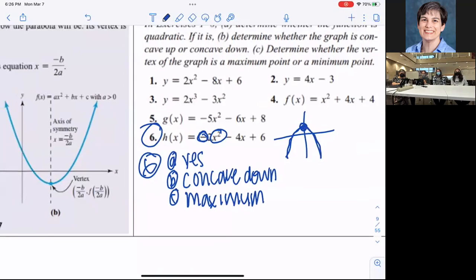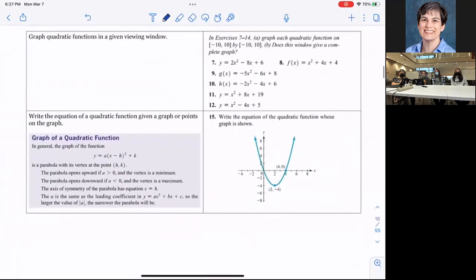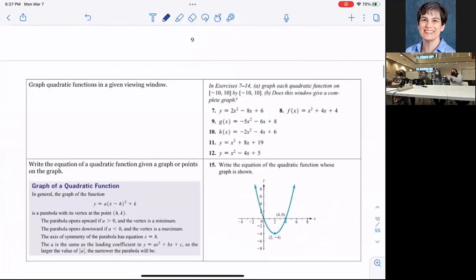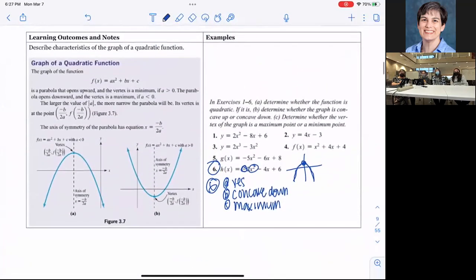All right, do we have any more questions? All right, so we're going to move on to... If it's a minimum, is it positive? Yes. So for example, like number 4, since that is positive, that graph will look something like this, which means it will have a minimum. Does that make sense?